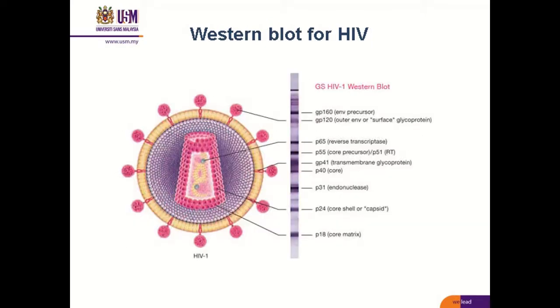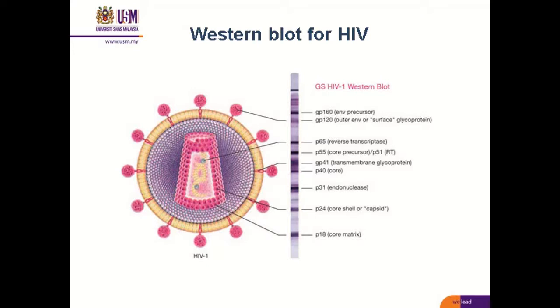So this is the HIV virus. There are a lot of proteins. P18 is the core matrix, P24 is the core shell or capsid, P31 is endonuclease, P40 is core, GP41 is transmembrane glycoprotein, P55 is core precursor, P51 is reverse transcriptase, P65 is reverse transcriptase, GP120 is outer envelope or surface glycoprotein, and GP160 is the envelope precursor. All these are components of the virus.